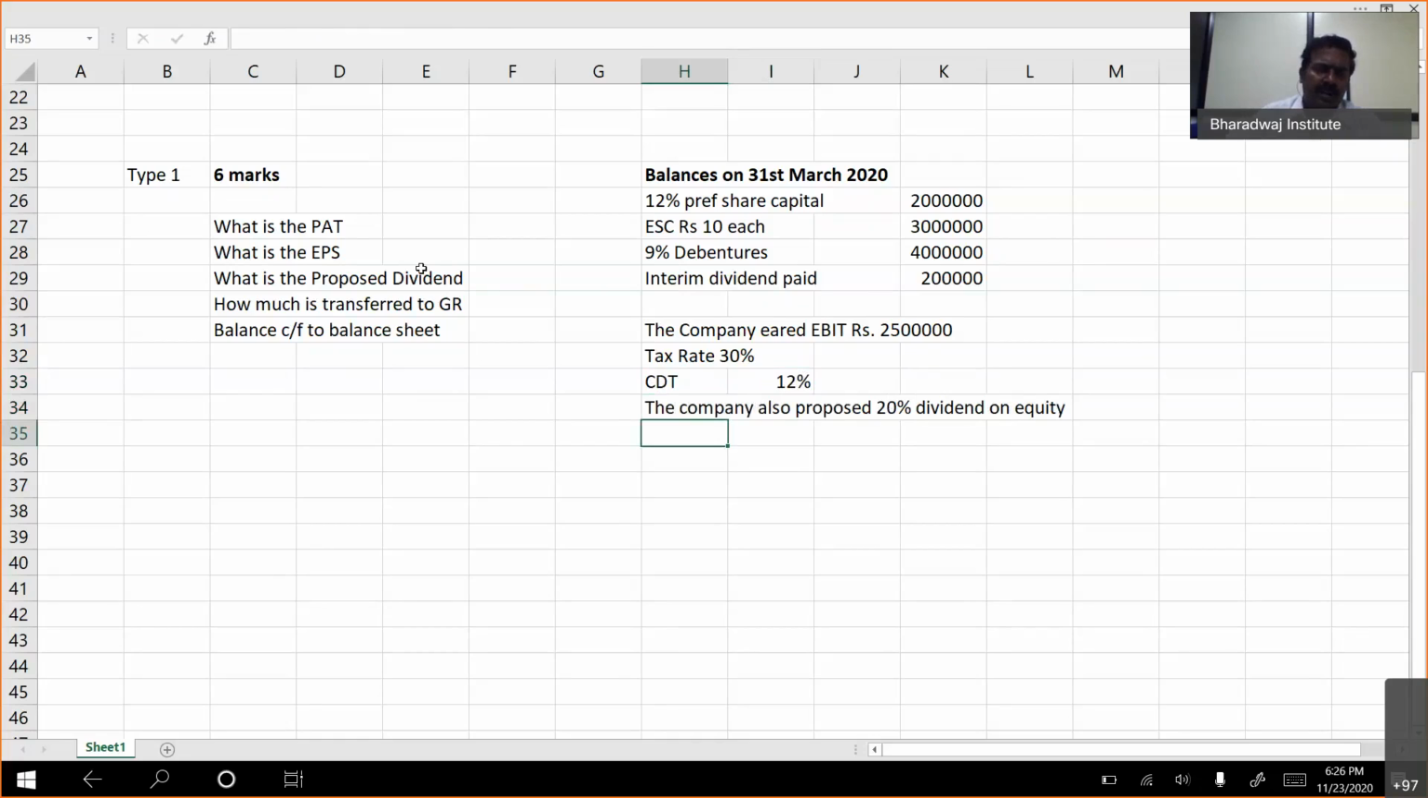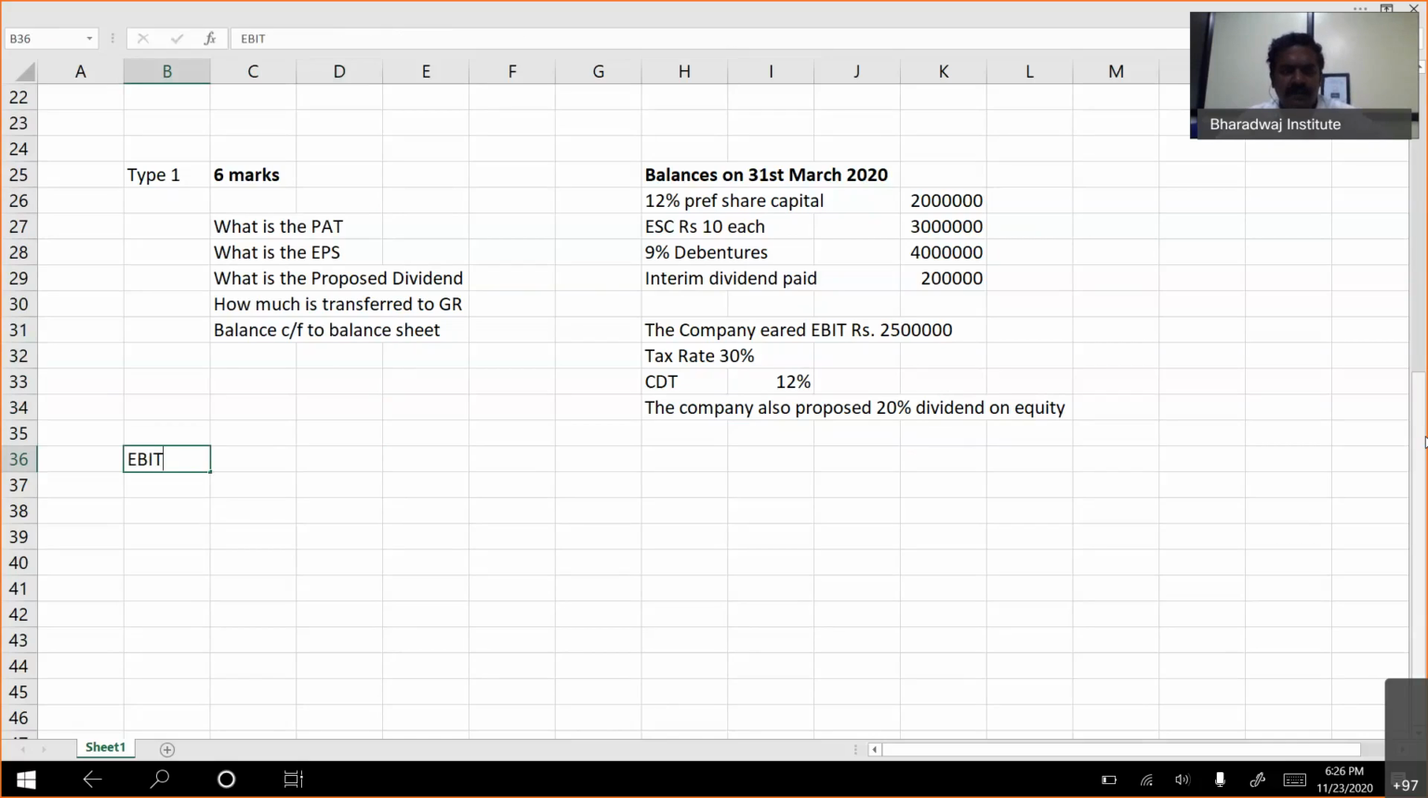Now, what is the profit after tax? What is EPS? What is the proposed dividend? How much will be transferred to general reserve? And what is the balance carried forward to the balance sheet? These are the main questions that can be tested for 6 marks in the exam, where you have to do the rough working and calculate all these things.